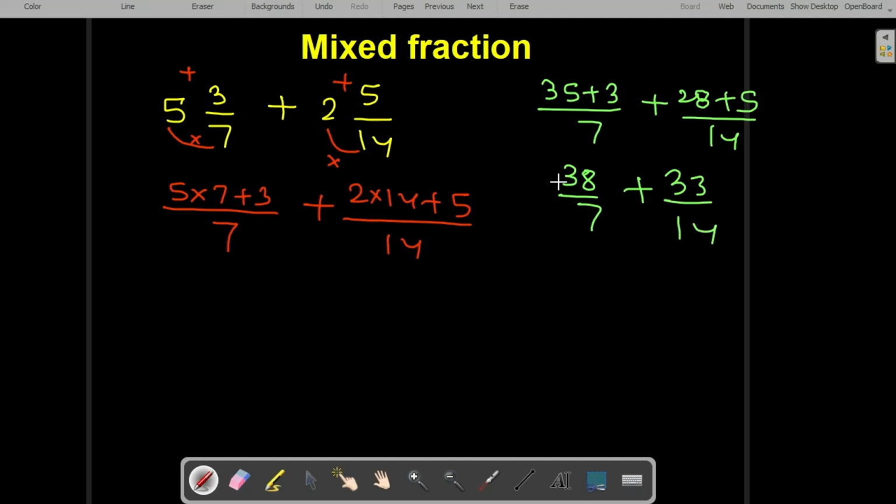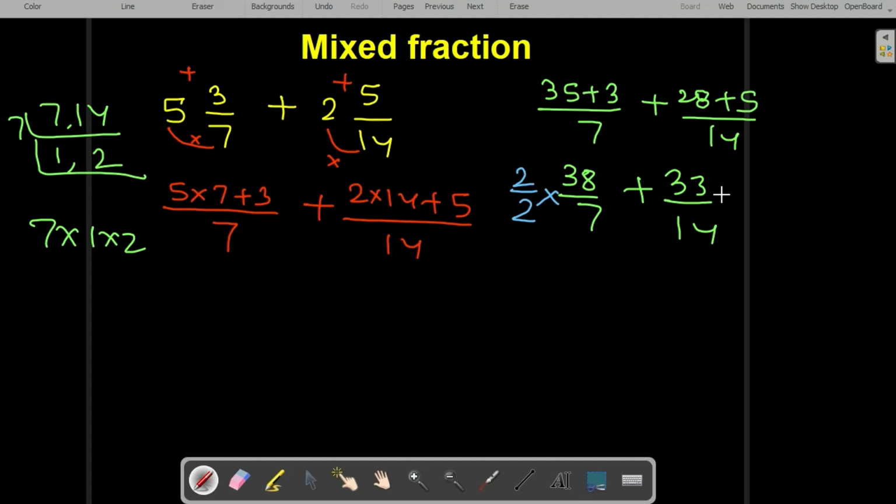Now 7 and 14, these are unlike fractions. So we have to take the LCM of 7 and 14. 7 and 14 have a common factor of 7. 7 into 1, 7 into 2, no common factor other than 2 and 1. So 7 into 2, 14. That means we have to make each denominator equal to 14. So we have to multiply by 2, and we have to multiply by 1.